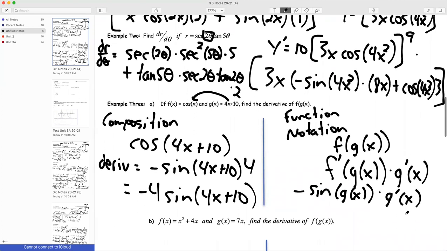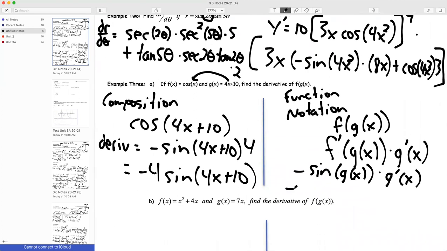So what is g of x? It is 4x plus 10. And the derivative of g of x, g prime of x, the derivative of 4x plus 10, is just 4. And I end up with the same thing that I got with the composition one.